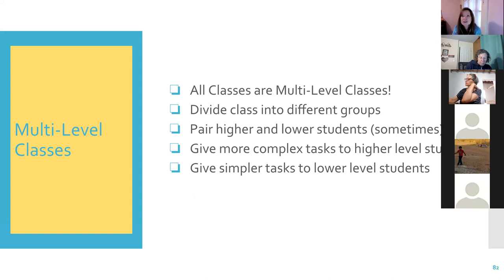And there's 2 basic ways we can deal with this in terms of putting students together or separating them. One is to divide the class into different groups. So if you have enough teachers and enough rooms, you can have a beginner group in one room and the advanced group in a different room, and you'll have different teachers working with those groups, right?